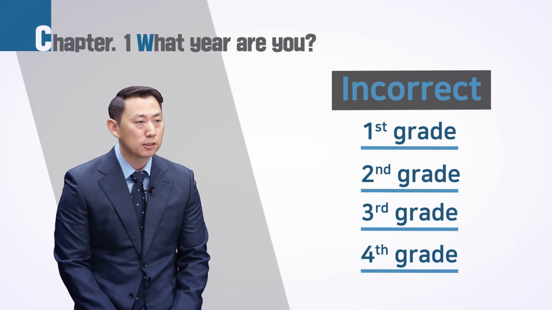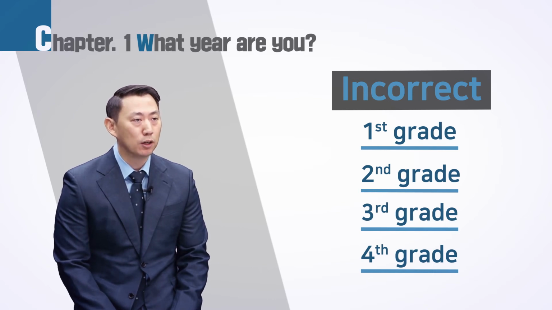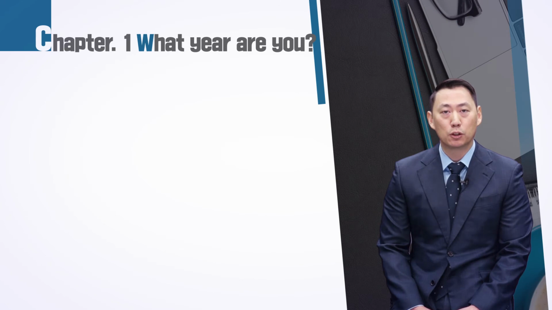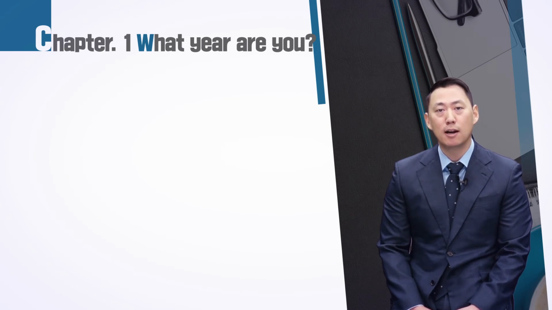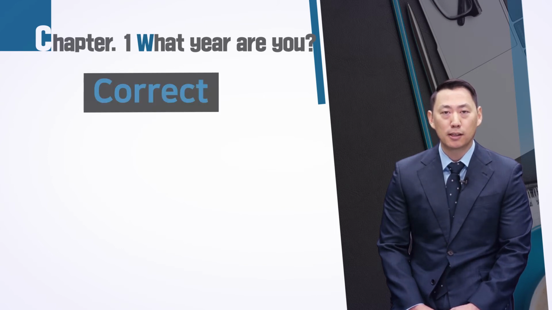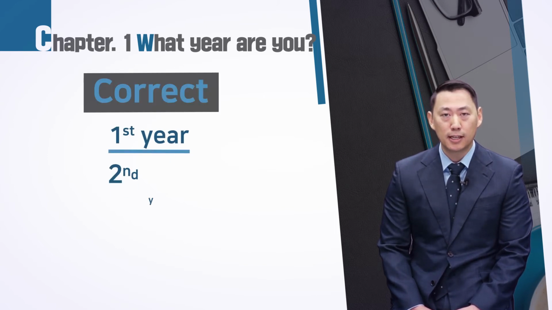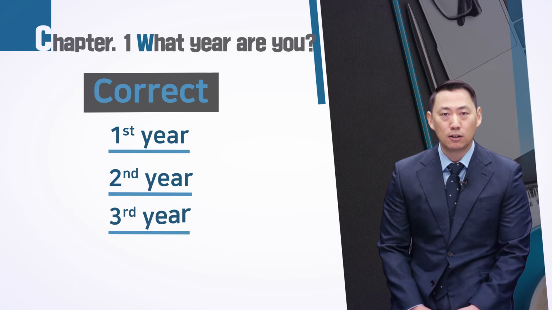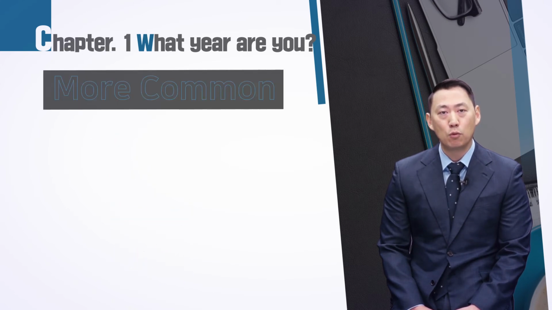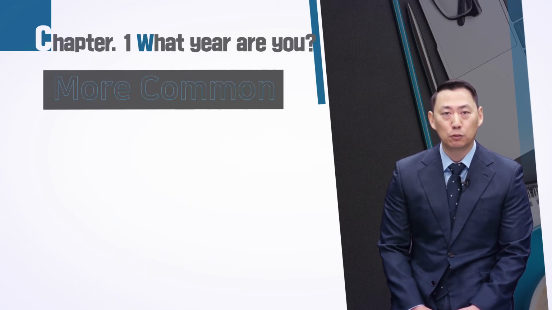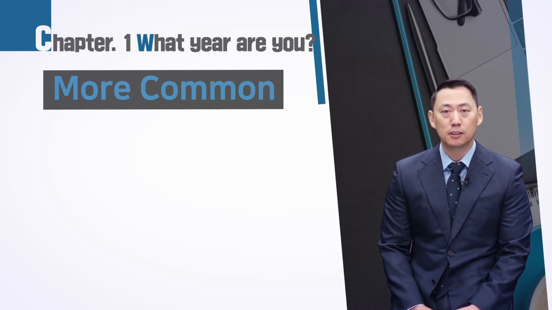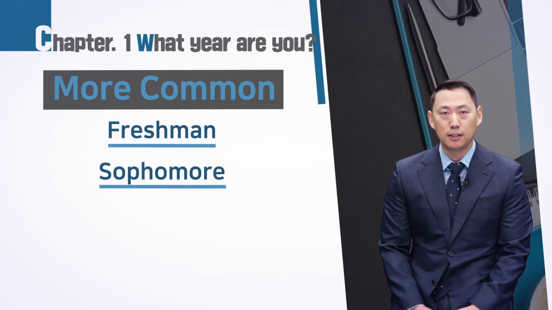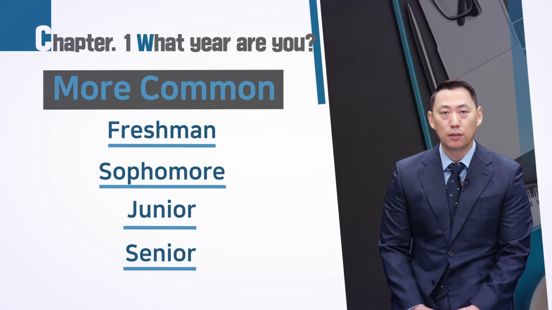But we actually don't say grade anymore when we're in college. We stop using the word grade from high school and on. So starting from high school and on, including college, we want to say first year, second year, third year, or fourth year. If you want to be more correct and use more natural phrases, we use expressions such as freshman for first year, sophomore for second year, junior for third year, and senior for fourth year.